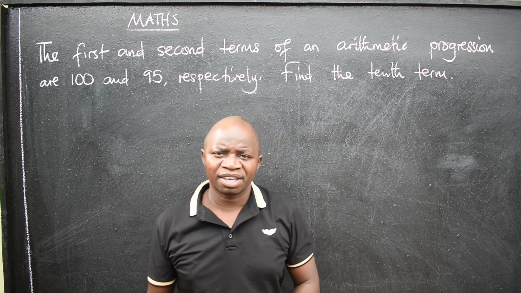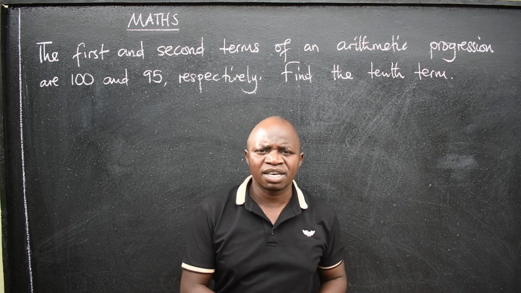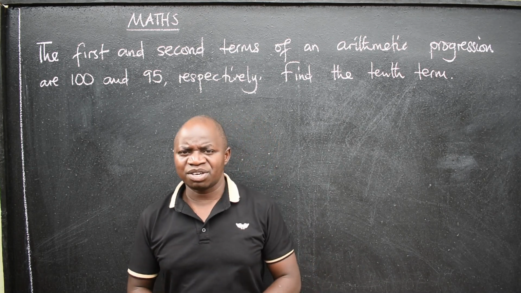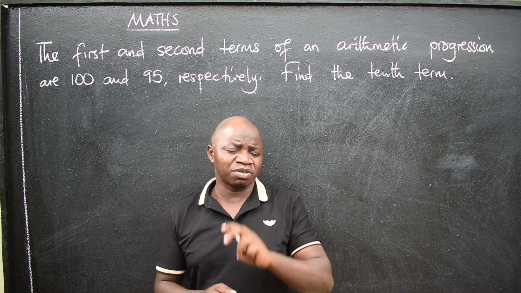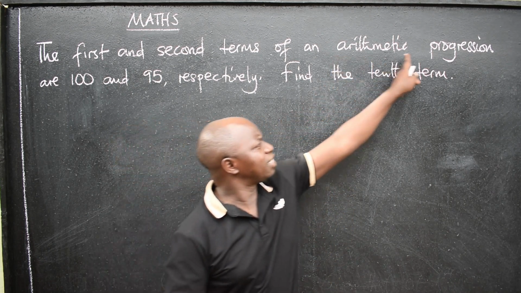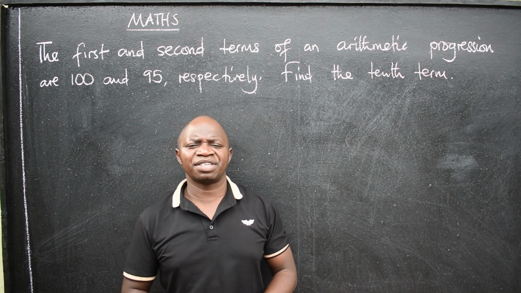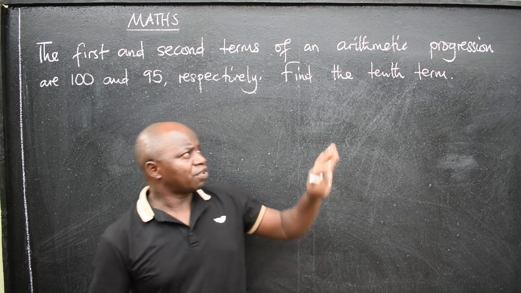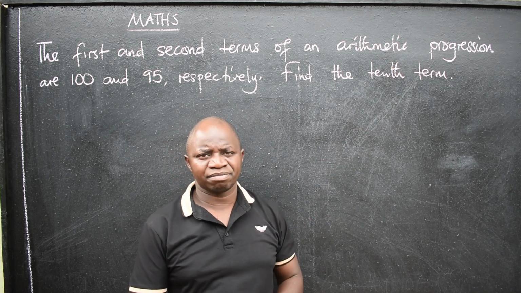This question, learners, is coming from series and sequences. Now, under series and sequences, we look at two types of sequences. The first one is arithmetic progression, abbreviated AP. We also have another sequence, which is called geometric progression, GP. So this question is under arithmetic progression as a sequence.